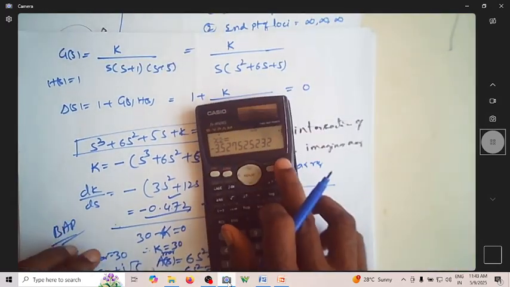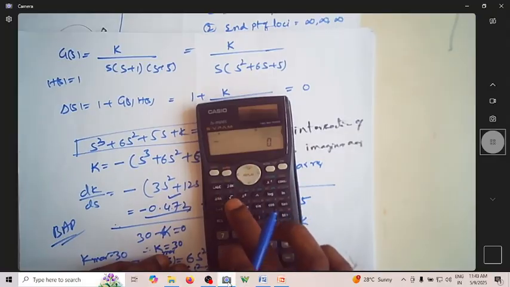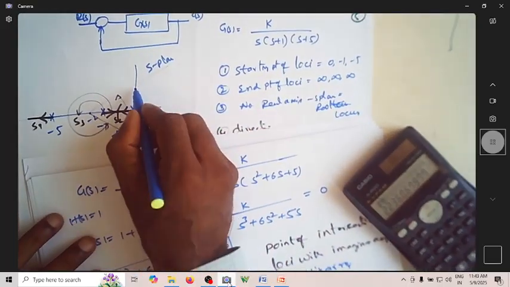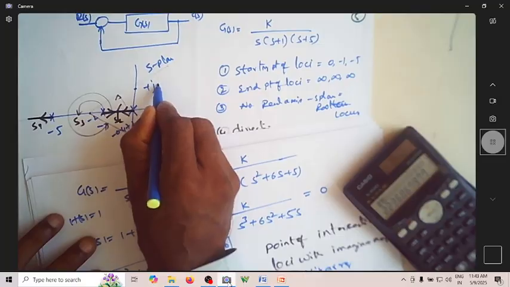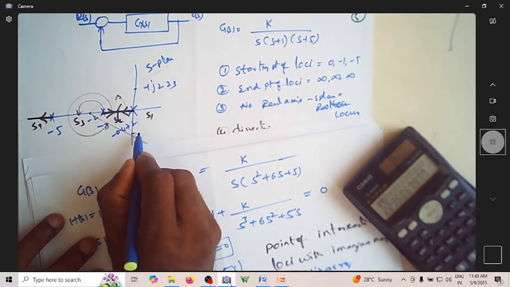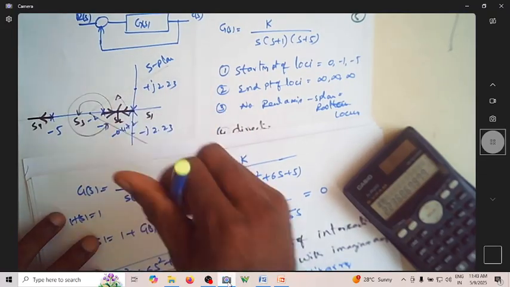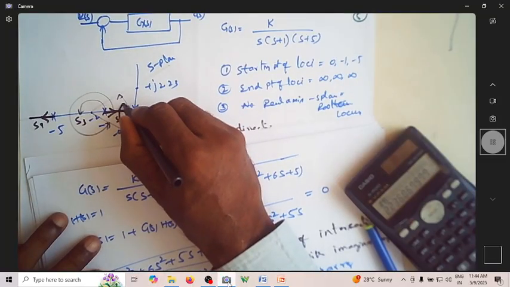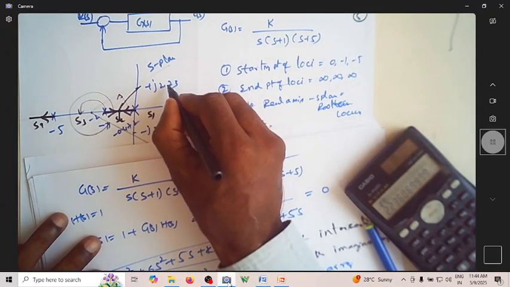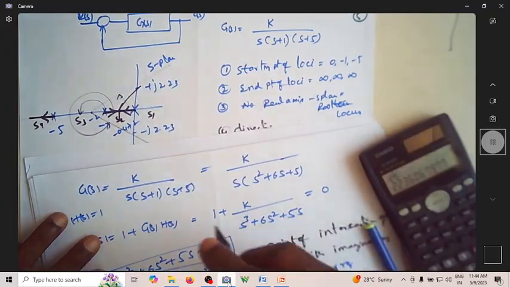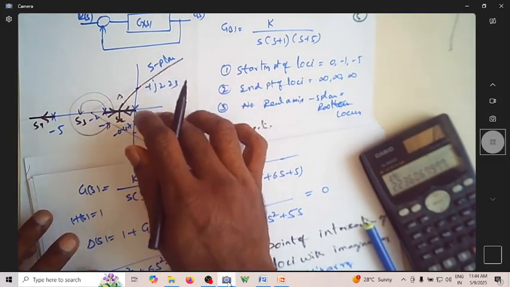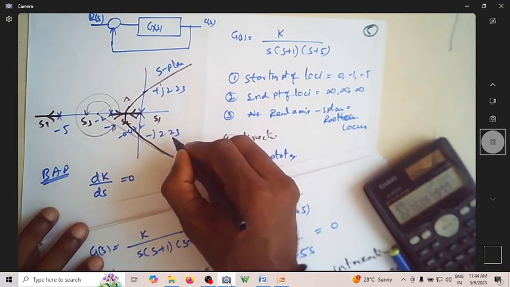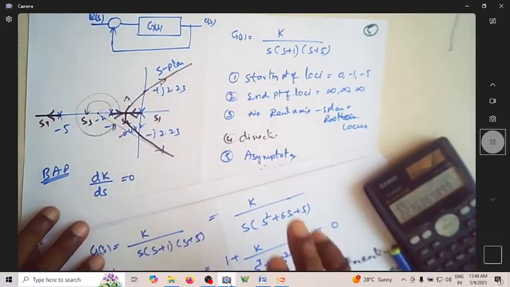plus or minus j 2.23 approximately. So when it crosses the imaginary axis, this value will be plus j 2.23, and this will be minus j 2.23. So it breaks away at minus 0.472, crosses the imaginary axis at plus j 2.23, and it goes along with your asymptote. It also crosses the imaginary axis at minus j 2.23 and goes like this. So this is the root locus.